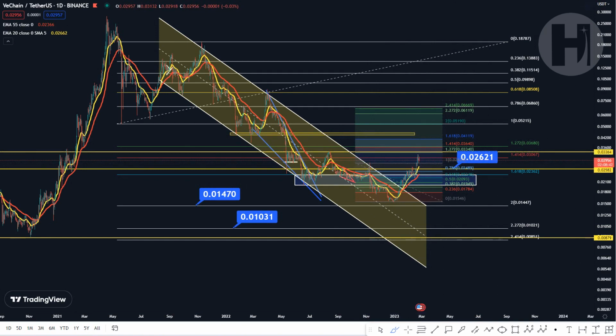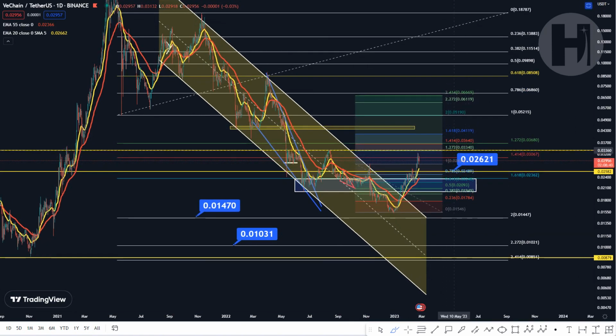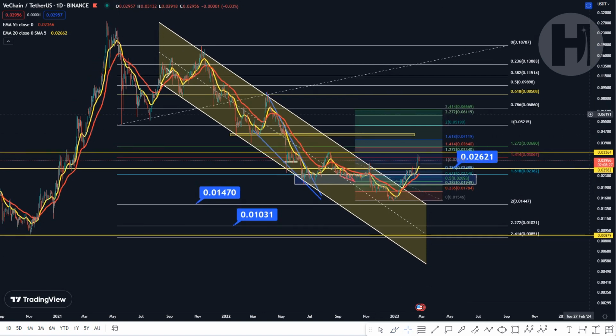The minimal target is going to be the 1.272 fib level at 0.0334, and the 1.414 is going to be at 0.03640 cents.